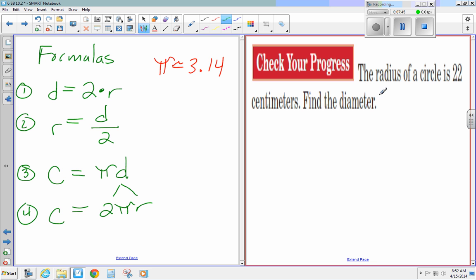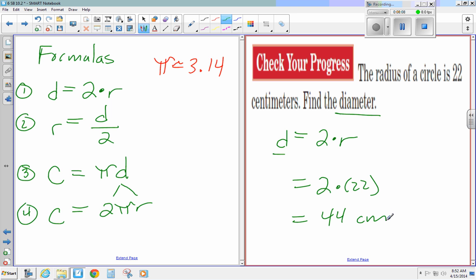The radius of a circle is 22 centimeters. So, like the step before, write the formula. Diameter is equal to 2 times r. I chose this one because it said find diameter. Diameter is equal to 2 times 22, which is 44 centimeters. All right. That's how you can convert from radius to diameter pretty quickly.